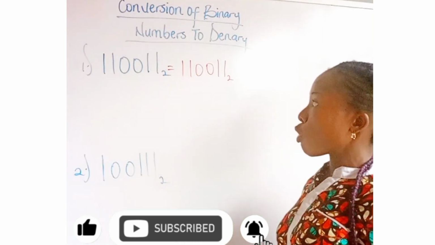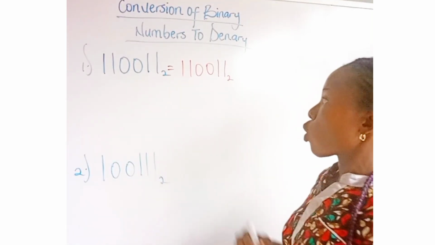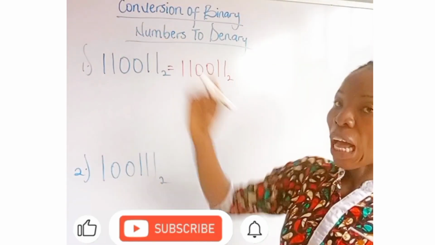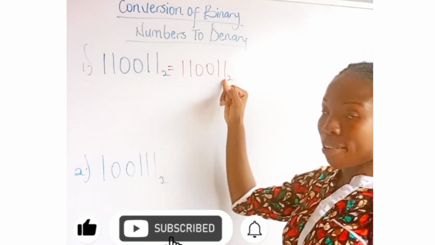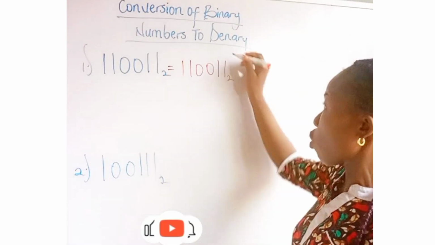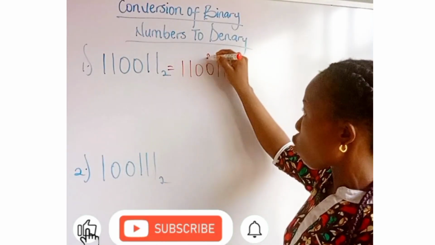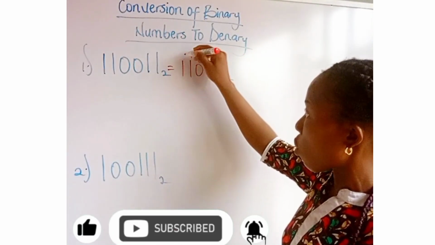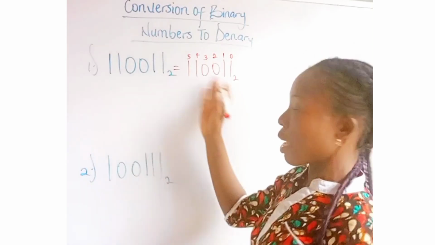So after you're done writing out what you're given, we are going to start to label our number starting from the last number to be able to know what is the power it will be raised to. So we have 0, 1, 2, 3, 4, and 5. So now we can start.